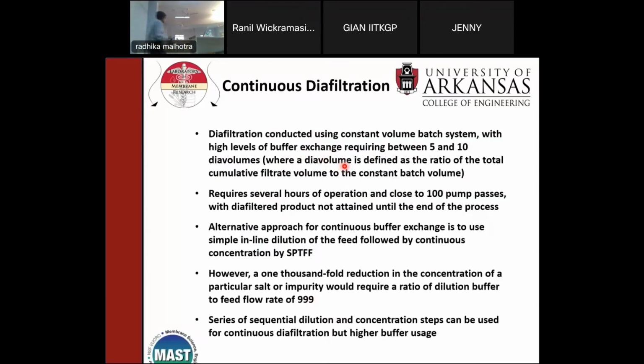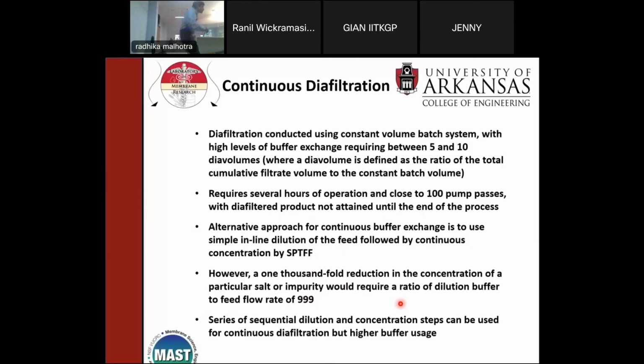Now, so drawbacks with diafiltration. One is it's not continuous because you're continually going back to the feed tank. And number 2, you're using a lot of buffer. So the question comes up, can I use less buffer? Can I use less diavolumes and get to my required buffer concentration, right? And can I make it continuous and not a batch process? It requires several hours of operation and close to 100 pump passes with diafiltered product not attained until the end of the process again, and pump passes can damage our protein.